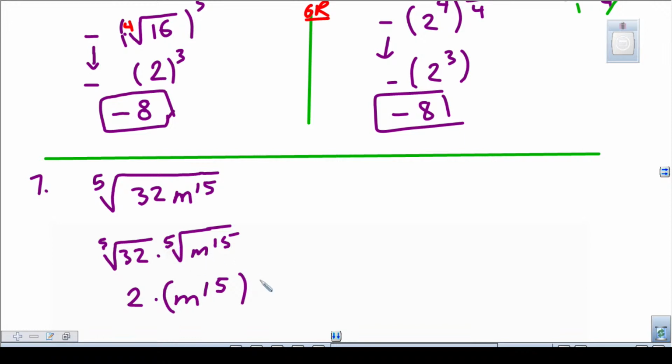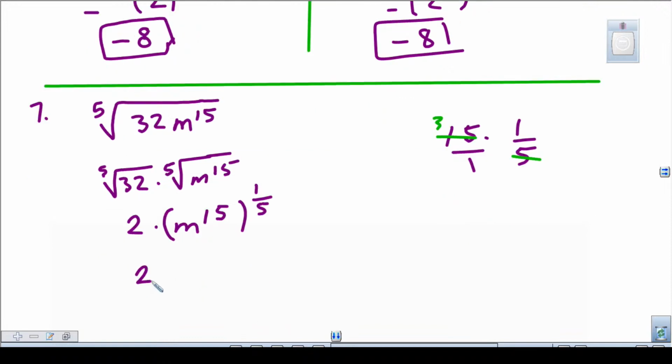One-fifth. Yeah, this is a 1/5, right? So it's the fifth root, 1/5. So basically we're saying 15 times 1 over 5. Well, you could again make this guy a fraction, and then 15 and 5 would be 3. So you will end up with m.